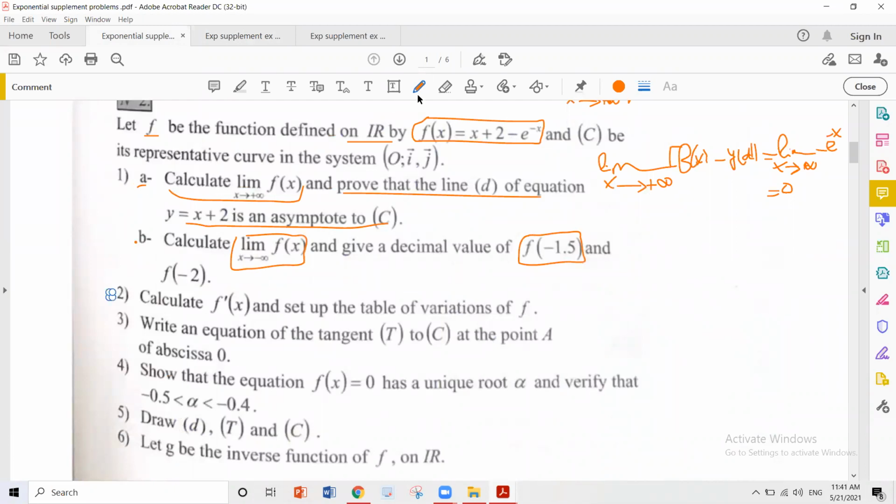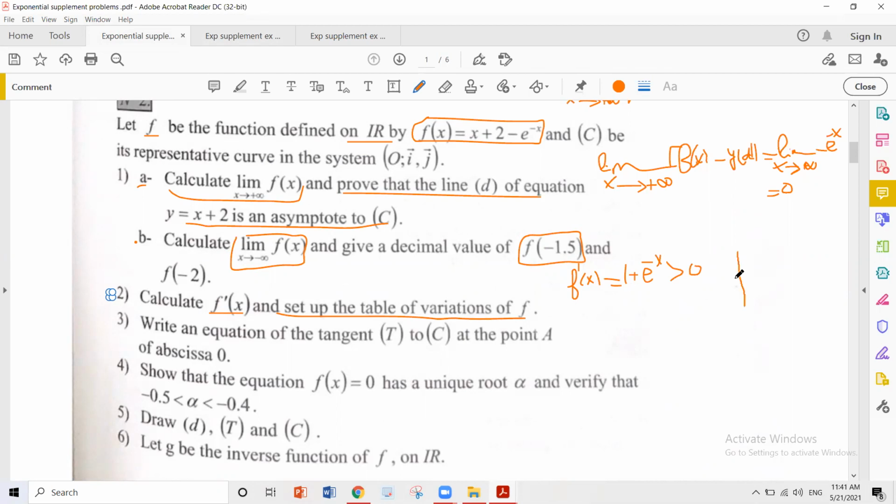Calculate part 2. Calculate f prime x and set up the table of variations of f. What is f prime x here? f prime x equal derivative of x equal 1. Derivative of 2, 0. Derivative of exponential, I make the derivative of the power. Derivative of minus x is minus 1. I multiply it by this minus, see plus. Which is positive.